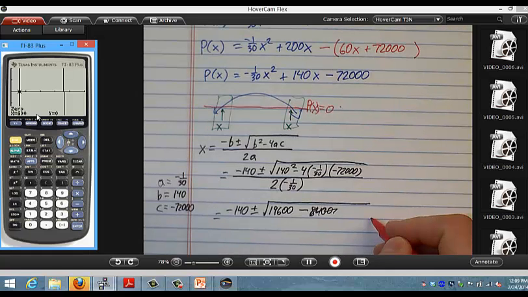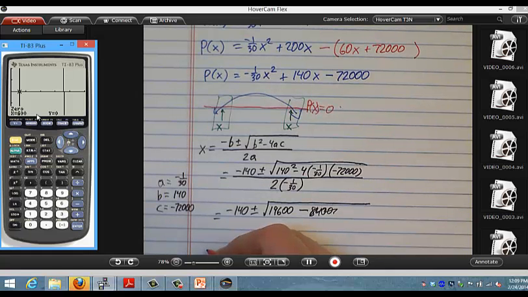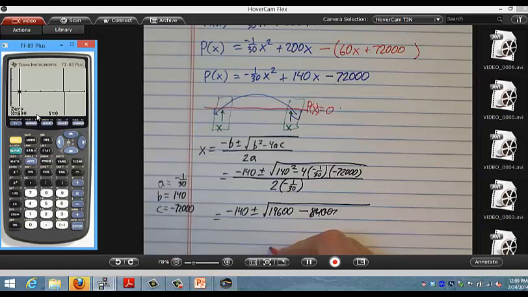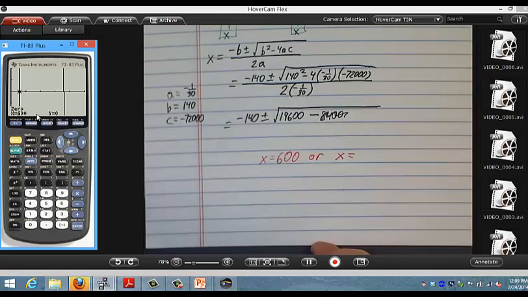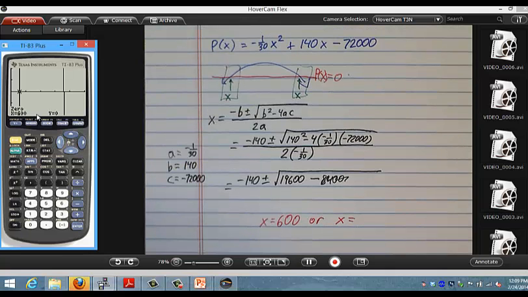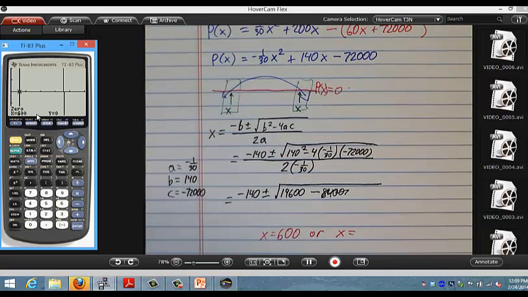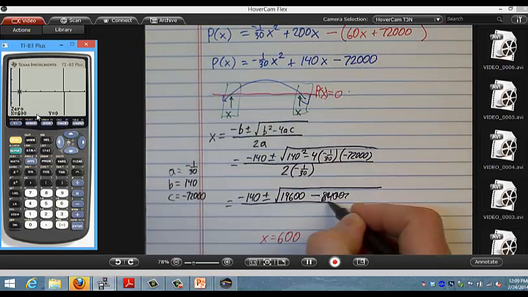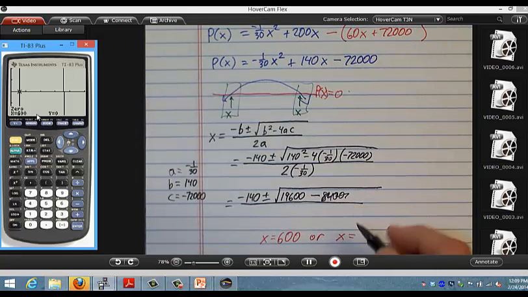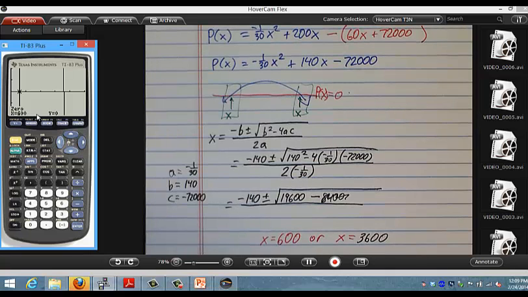By the way, did anyone get this from the quadratic formula? Did you get it? 600 or what? Well, the other one's bigger, right? So what's the other one? All right, you make me want to work out the formula. 3,600. Someone didn't want to work out the formula. 3,600? Let me test that.